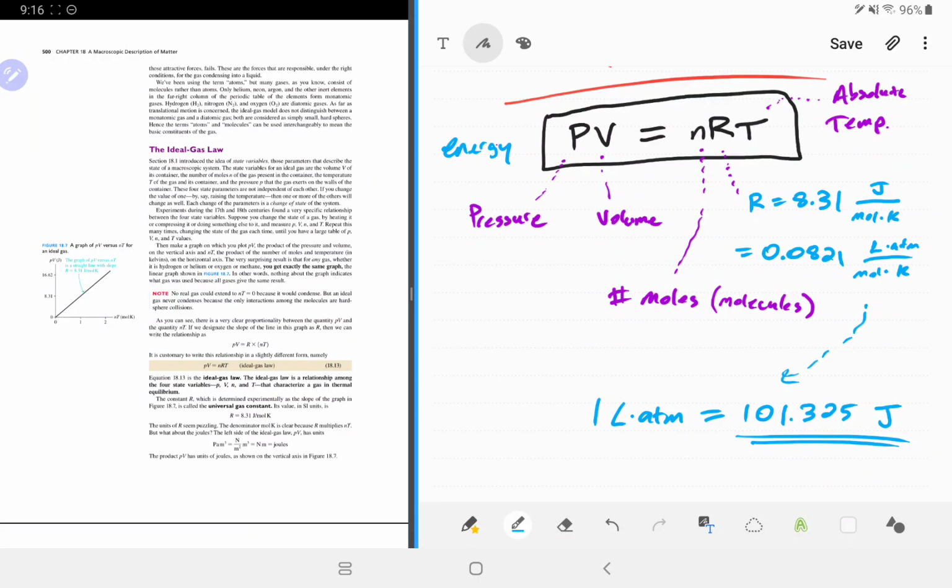Okay, so this is the one that you should get used to using. Well, I guess joules is the one that you should get used to using. In chemistry, the liter atmospheres is more common. So just keep in mind, if you're plugging in pressure and volume in SI units, you have to use the 8.31 value.